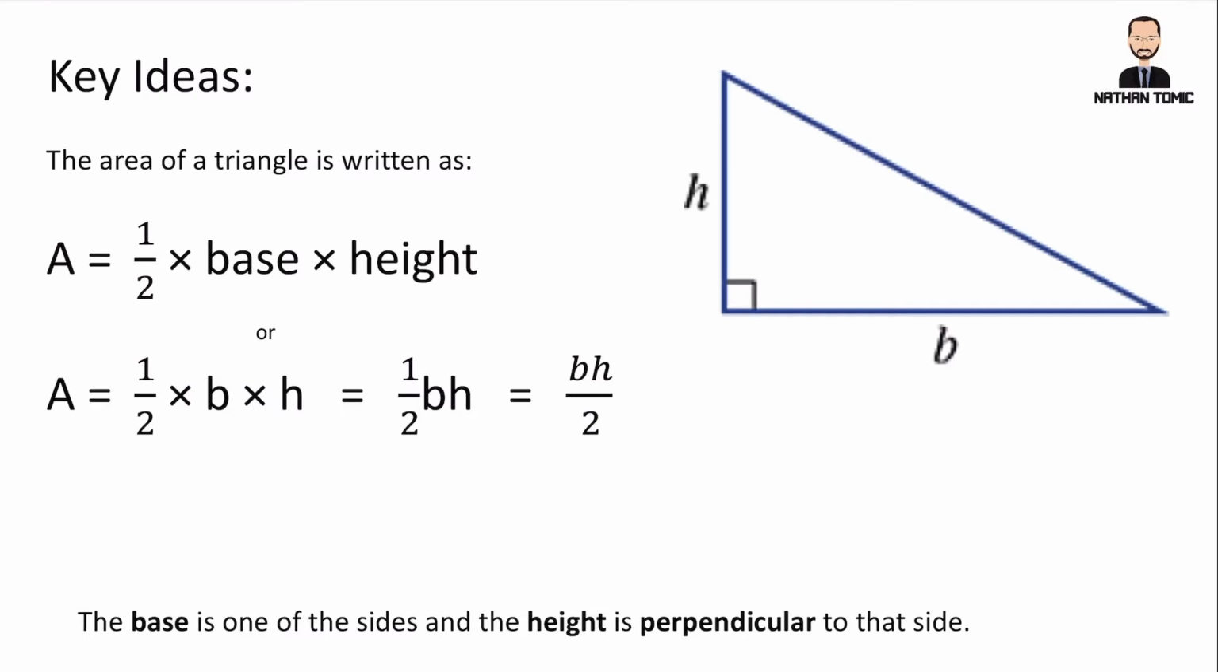So the area of a triangle can be written as a half multiplied by the base multiplied by the height. And of course we can write that in a few different ways. So in the second line there we have half times b times h, so half times base times height, where b of course is base and h is height. We can also write that in the more algebraic form where we remove the multiplication symbols and we just say half bh. And of course we need to also remember that bh over 2, or b times h divided by 2, is the same thing.